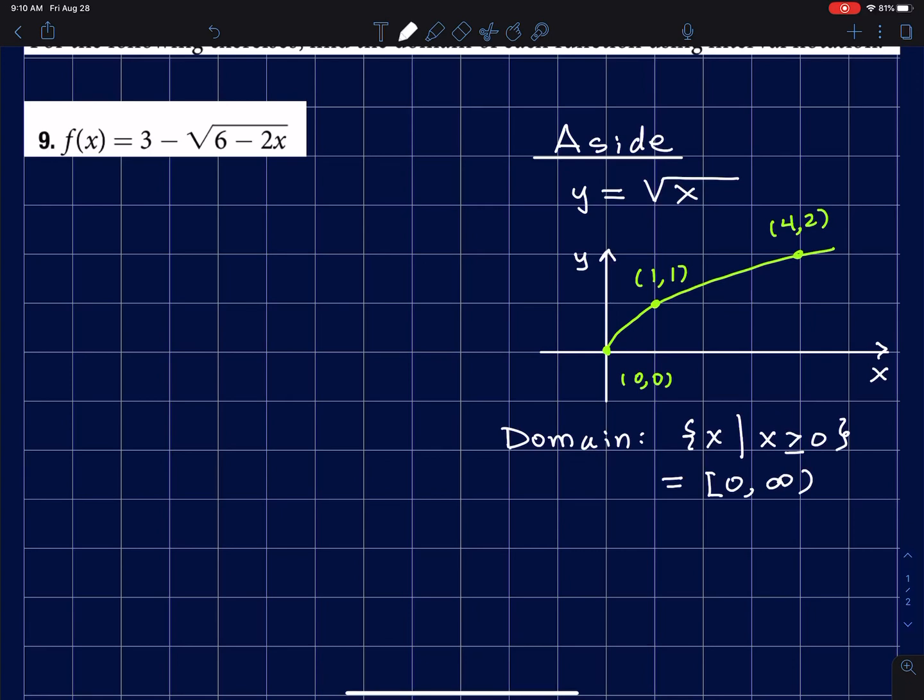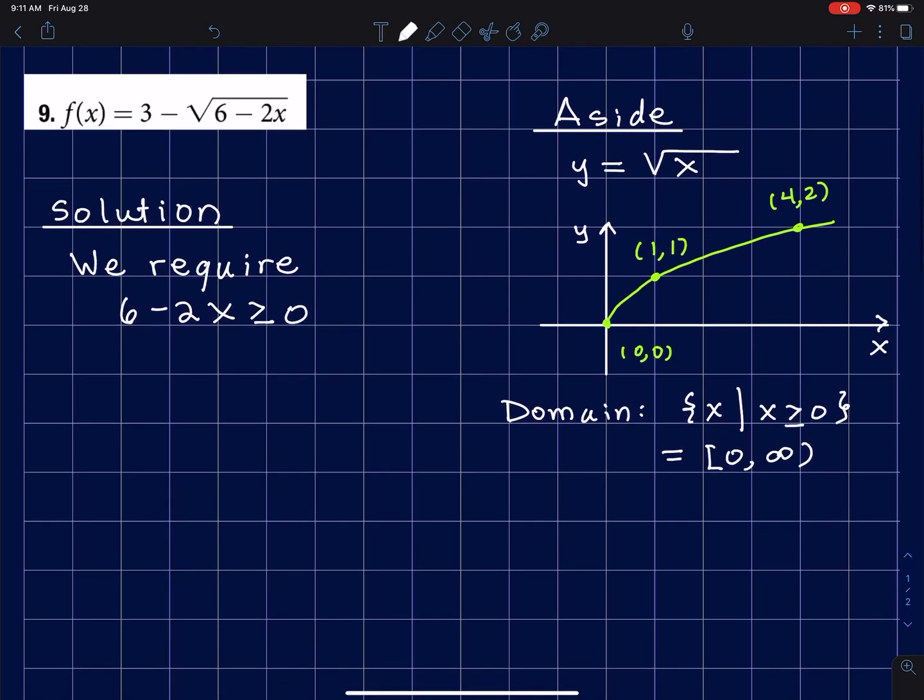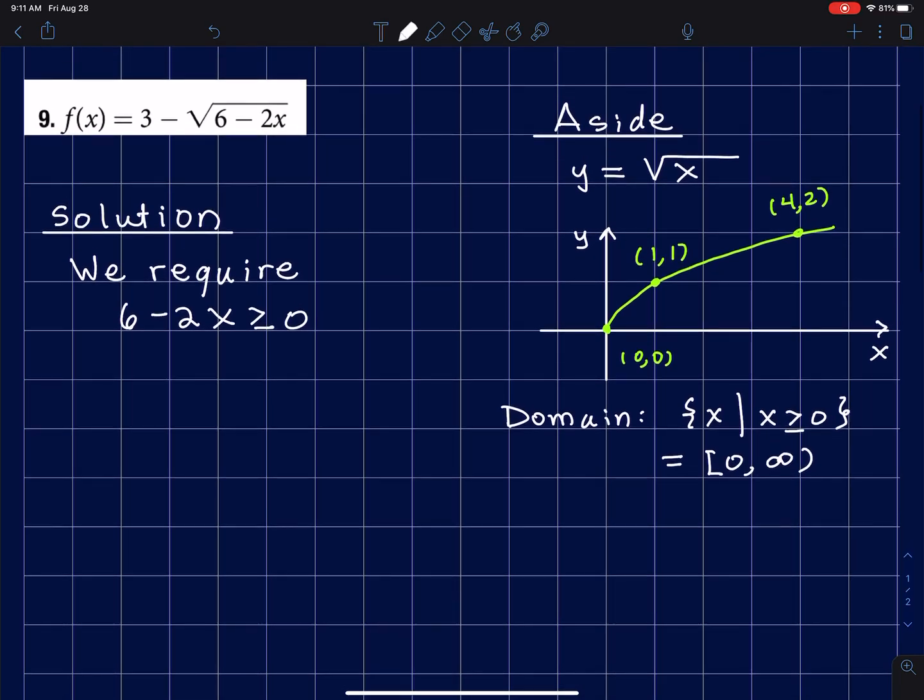So for this function, now that I'm going to do the solution, I'm going to focus on that radical. For this radical, we require for the domain that 6 minus 2x is greater or equal to 0. So what is underneath the radical? The input to the radical cannot be negative. It has to be greater or equal to 0. So what am I going to do? I could subtract 6 from both sides. That's going to make negative 2x greater or equal to negative 6.